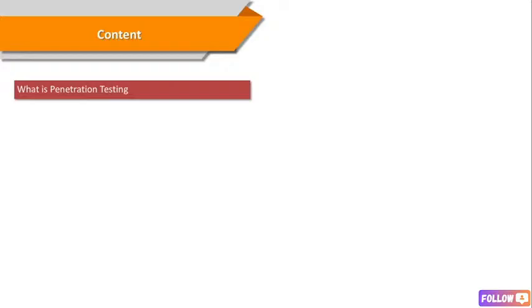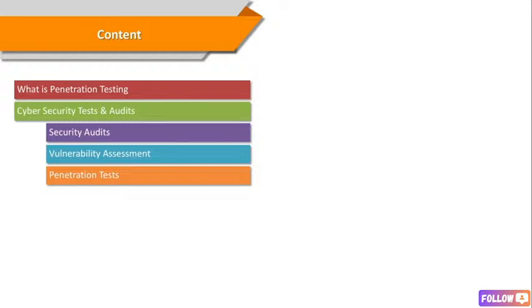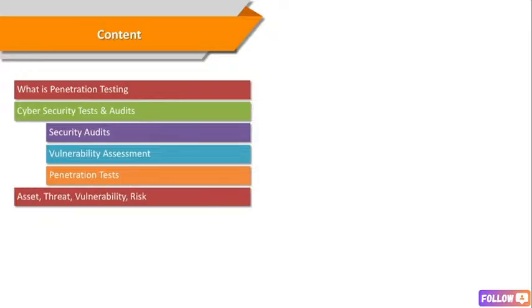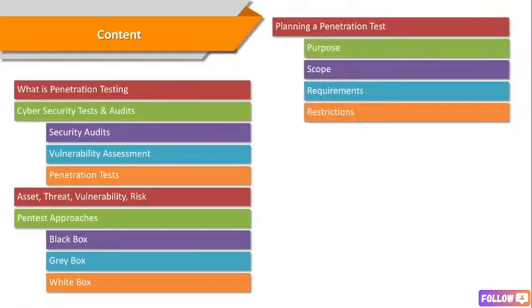In this section, we're going to learn what the penetration test is, and from now on, I'll just abbreviate it to pen test, the types of security tests and audits that we perform to understand the strength of an IT network: security audits, vulnerability assessments, and pen tests, the basic concepts of offensive security: asset, threat, vulnerability, and risk, the pen test approaches from black box to white box. And what about the steps of planning a pen test?